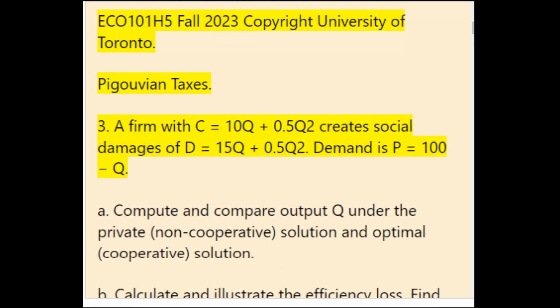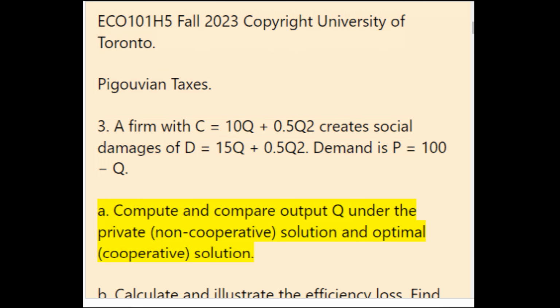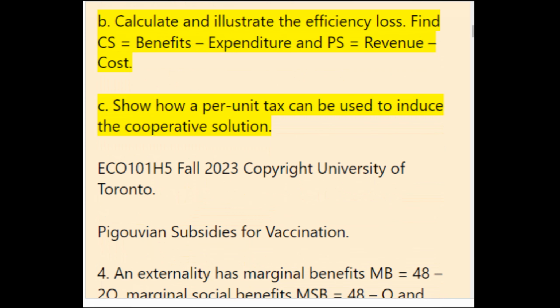3. Assume that C = 10Q + 0.5Q² creates social damages of D = 15Q + 0.5Q². Demand is P = 100 - Q. A. Compute and compare output Q under the private, non-cooperative solution and the optimal, cooperative solution. B. Calculate and illustrate the efficiency loss. Find CS = benefits - expenditure and PS = revenue - cost. C. Show how a per unit tax can be used to induce the cooperative solution.